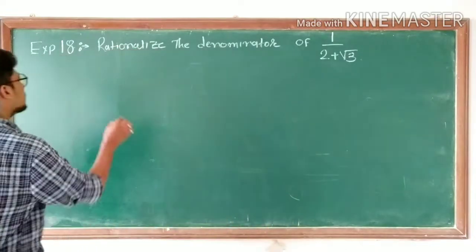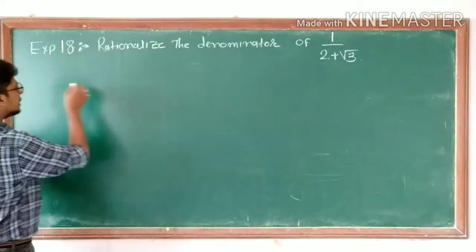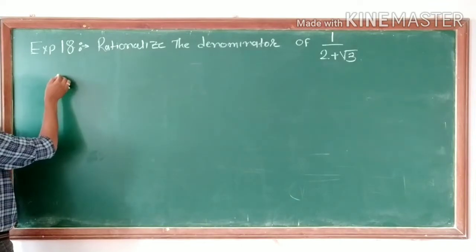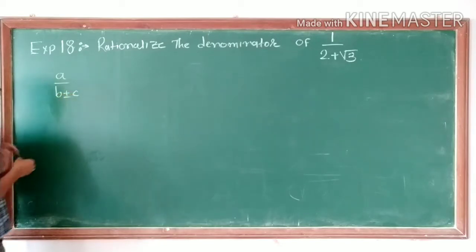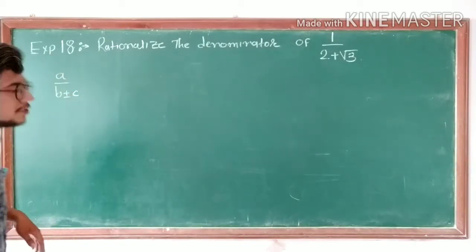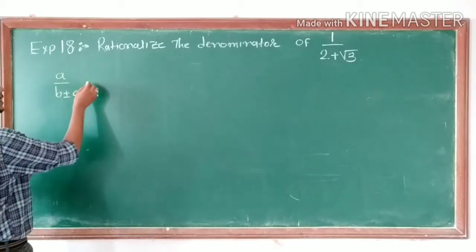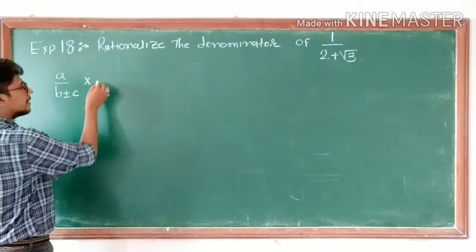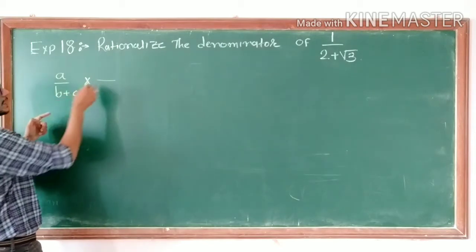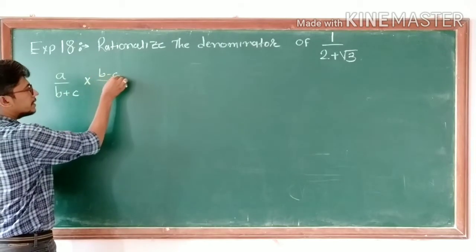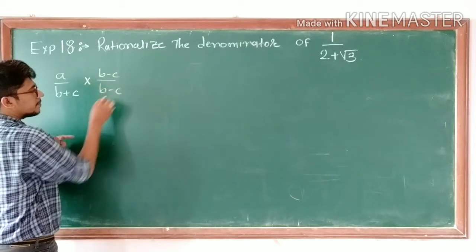We will see. Whenever you get a rational number in terms of a upon b minus c, plus or minus c, suppose it is plus or it is minus, then what you have to do is multiply and divide with the conjugate. If plus is given, suppose b plus c is given, then you have to choose b minus c, b minus c.